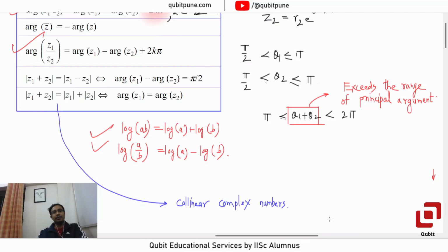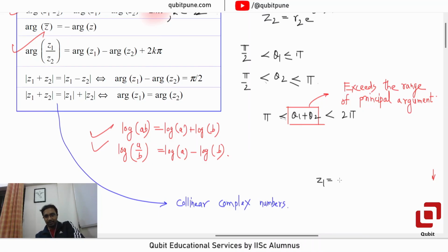Okay, collinear complex numbers. Just wait. Mod of Z1 plus Z2 is equal to mod Z1 plus mod Z2. Will that always work? Mod of Z1 plus Z2 is equal to mod Z1 plus mod Z2. Okay, I am a bit doubtful about this.